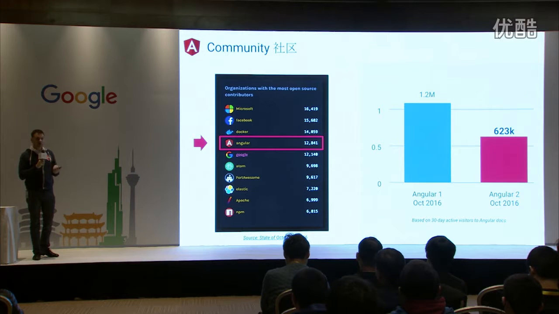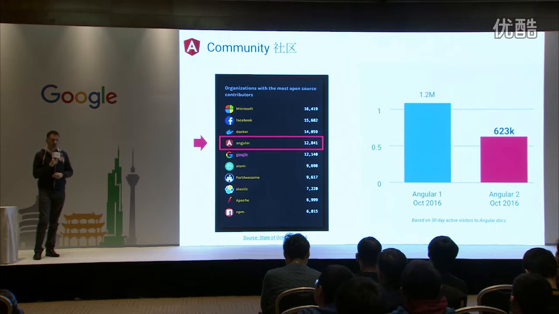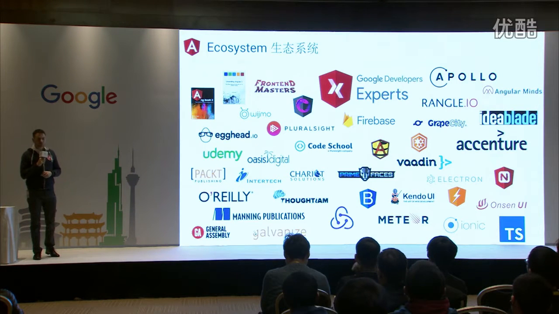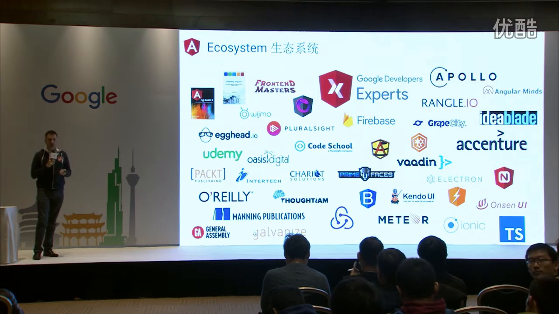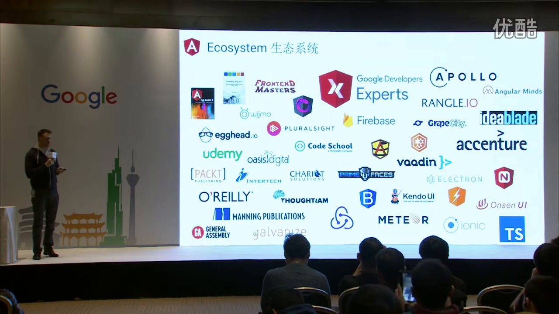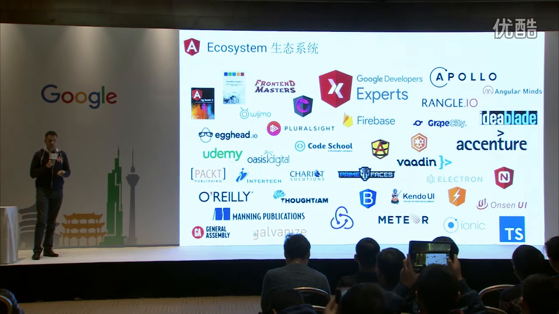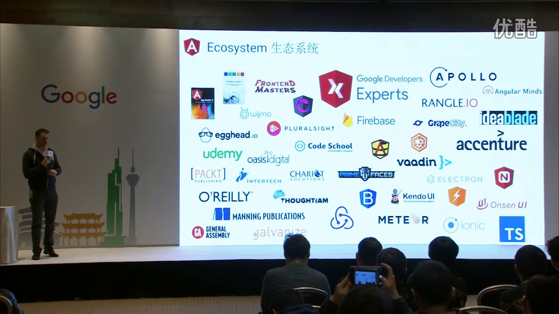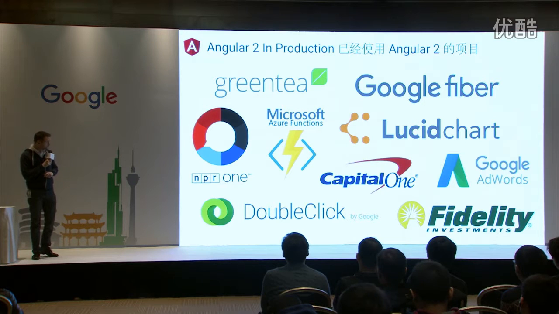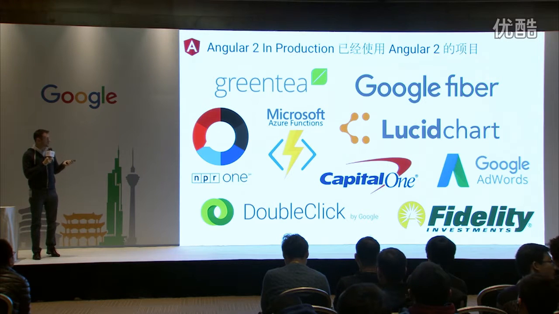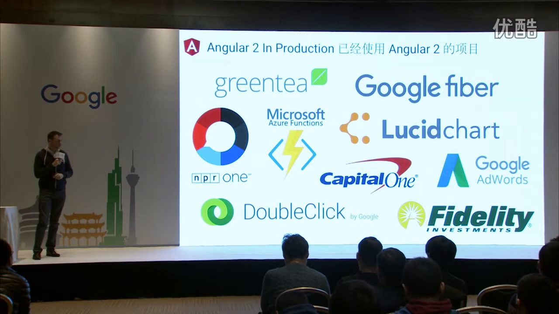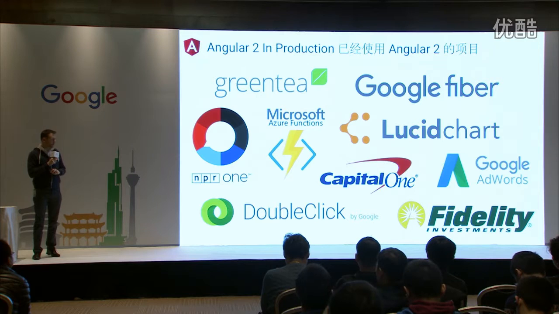We're going to continue to invest in Angular 1 until these graphs switch, until the majority of the developers that we work with have migrated to Angular 2. We're also very reliant on a huge ecosystem of partners who train, who teach, and who build components and libraries that are part of our ecosystem. We're hugely thankful to all these people, as well as the GDGs locally here in China, as well as Google Developer Experts, which is a program we're looking to expand across the globe. And then there's also a number of different applications that are already in production using Angular 2, such as Green Tea, which is a CRM within Google, Google Fiber, Azure Functions from Microsoft, and companies like Capital One and Fidelity Investments.